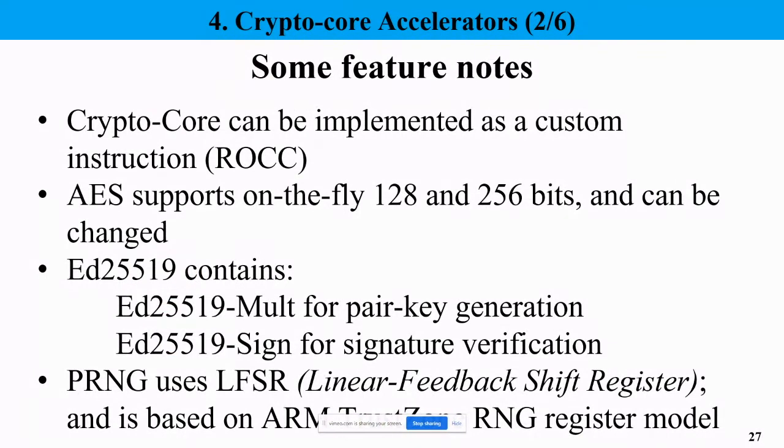The crypto core can be brought from the peripheral bus to be implemented as a custom instruction using the RoCC. AES supports both 128 and 256 bits and can be changed on the fly. Ed25519 contains 2 separate accelerators, namely the Ed25519 multiplier and the Ed25519 sign, for key pair generation and certificate verification, respectively. The PRNG is done for now using a linear feedback shift register, but we developed this PRNG based on the ARM TrustZone RNG programming model.